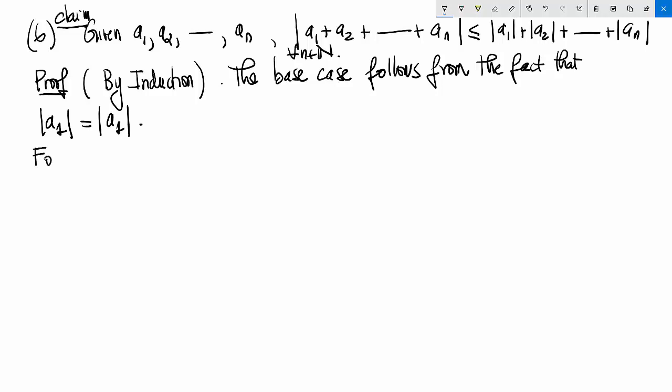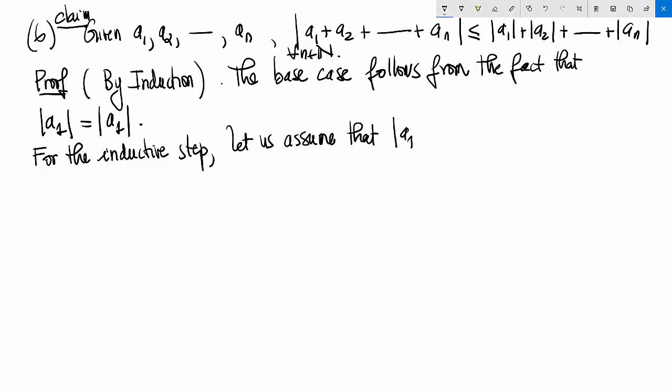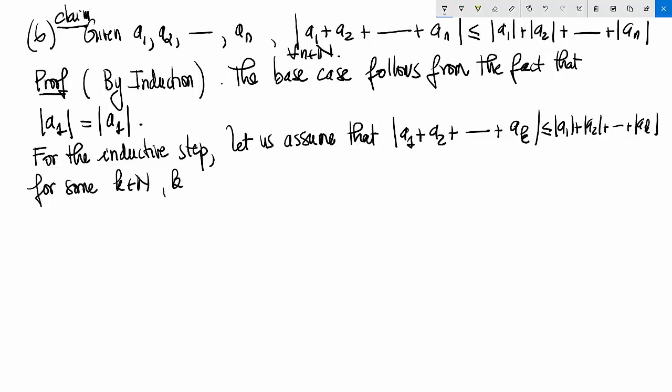Now, for the inductive step, let us assume that the absolute value of a1 plus a2 plus ... plus ak is less than or equal to the sum of the absolute values of a1 through ak, for some natural number k greater than or equal to 1.